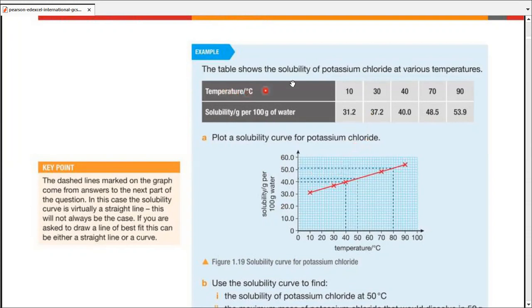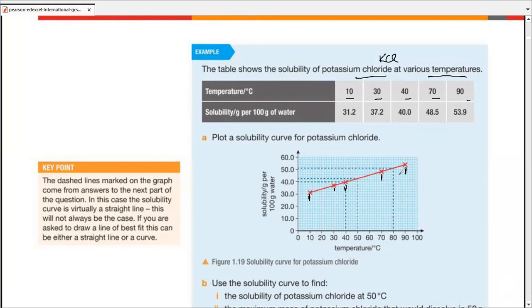Okay, now we have an example. Solubility is discussed for potassium chloride, KCl. There are different temperatures, 10, 30, 40, 70, 60. Now you can draw a graph. Now you would notice the graph has the value for 10, 30, 40, and then we have for 70, and then we have for 90.